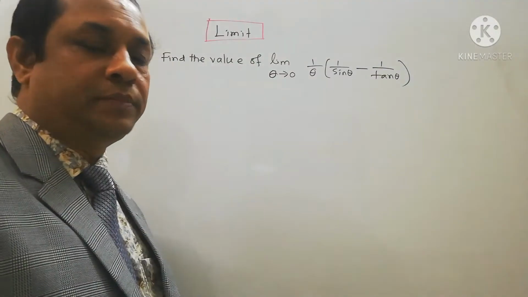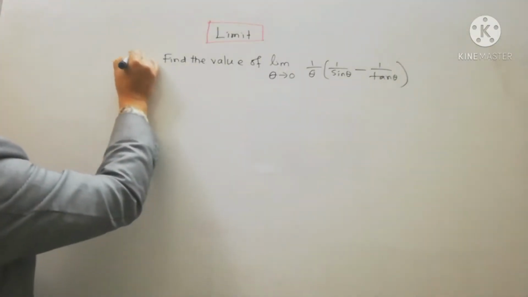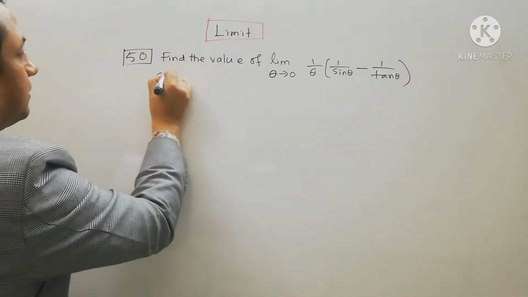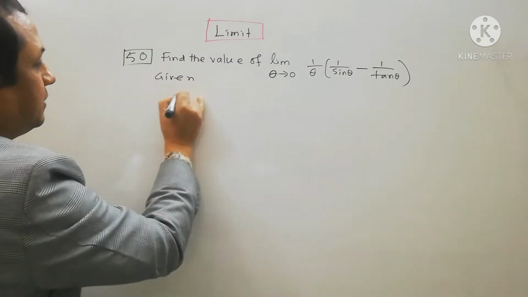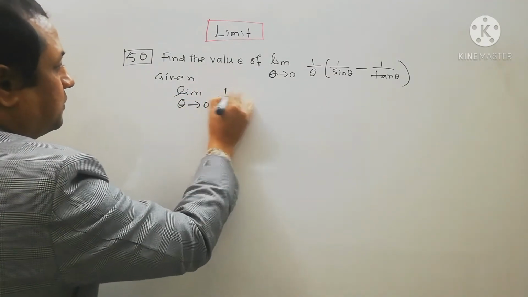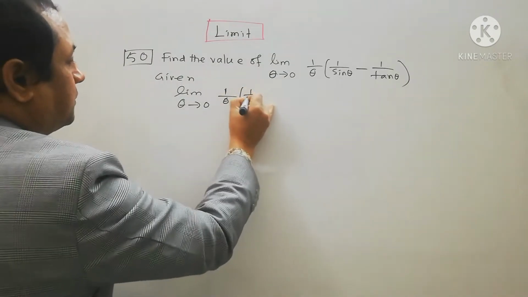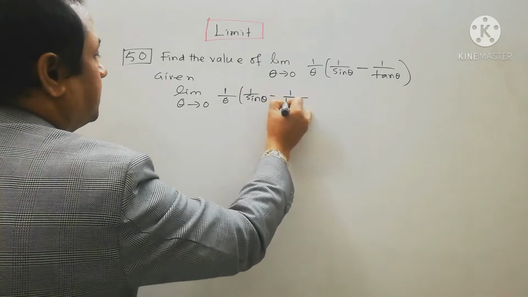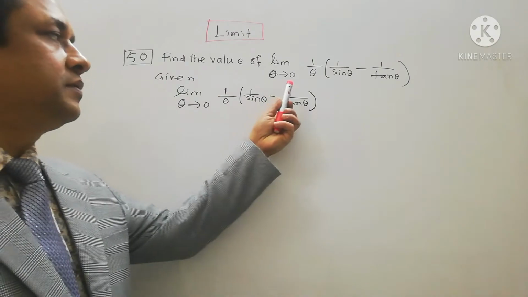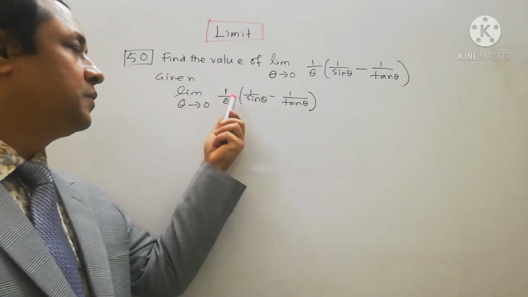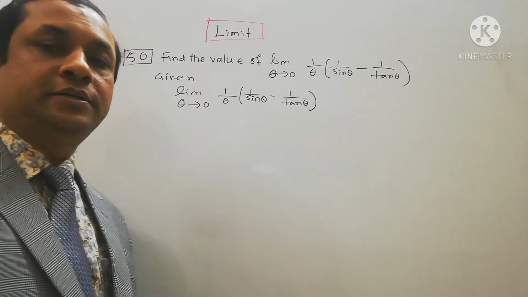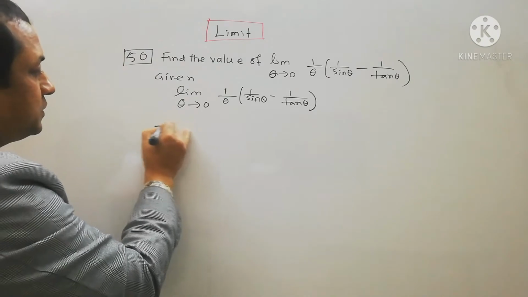Student, question number 50. Now given limit theta tends to 0, 1 by theta into (1 by sine theta minus 1 by tan theta). Question number 50. Find the value of limit theta tends to 0, 1 by theta, (1 by sine theta minus 1 by tan theta). So student, look at the board.